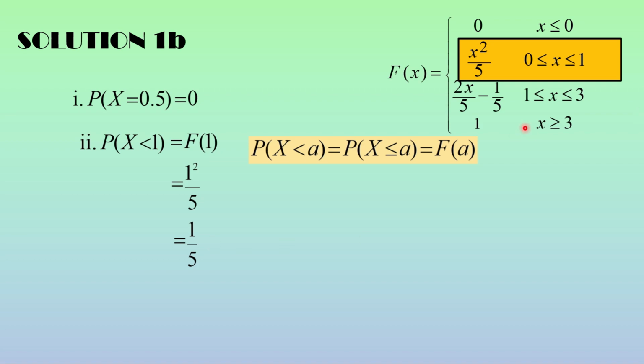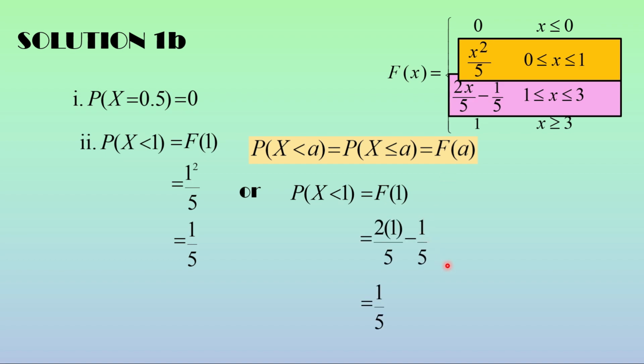Since this is a continuous random variable, x is also continuous in the interval 1 to 3. So F of 1 can also be solved by substituting x equals to 1 into the function of 2x over 5 minus 1 over 5. Then we will get the same answer.